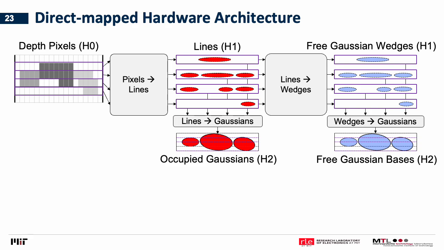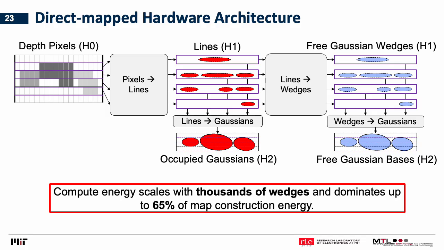We can see that the compute of the wedge path scales with the number of wedges, which scales with the number of line segments. The number of line segments is in the thousands, thus causing the wedge path to dominate 65% of the map construction energy.